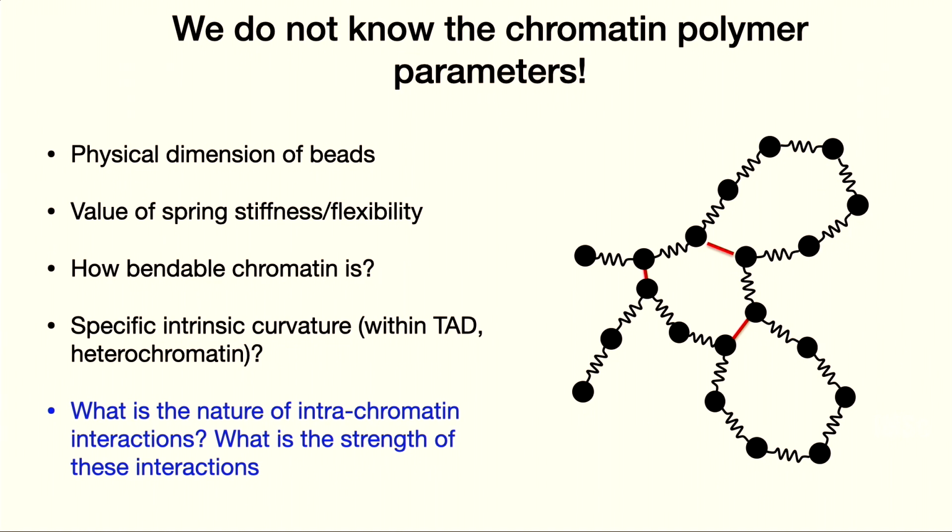For example, the bendability of chromatin. Is chromatin a semi-flexible polymer, or a more flexible polymer? If it is a semi-flexible polymer, what is the bending stiffness of the chromatin? Does it have an intrinsic curvature? None of those parameters related to chromatin are known. And what I want to quickly tell you today is how we determine, or have some estimate of, these parameters. In particular I want to focus on the nature of intra-chromatin interaction, because that drives a lot of condensate formation and so on.